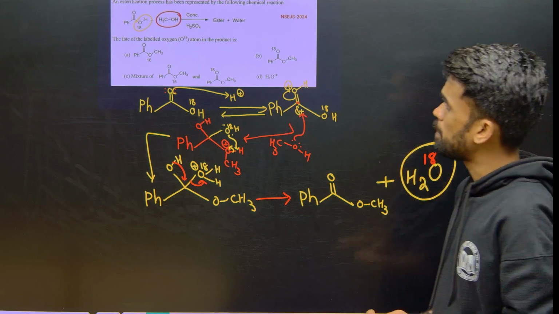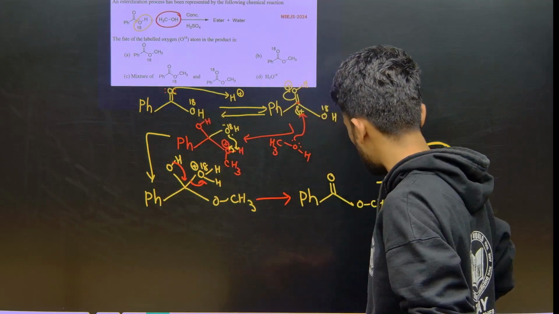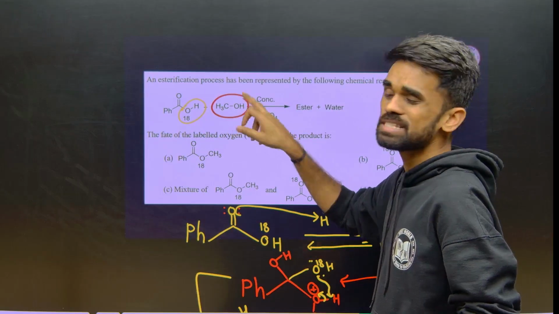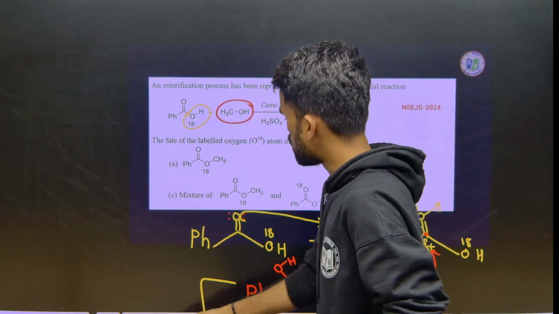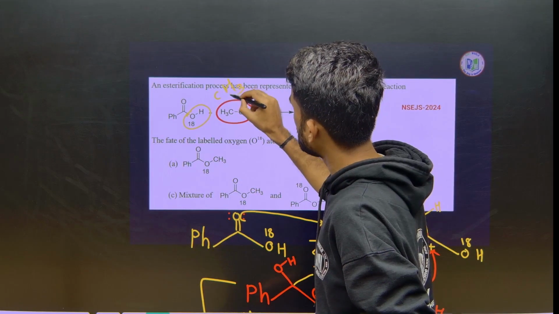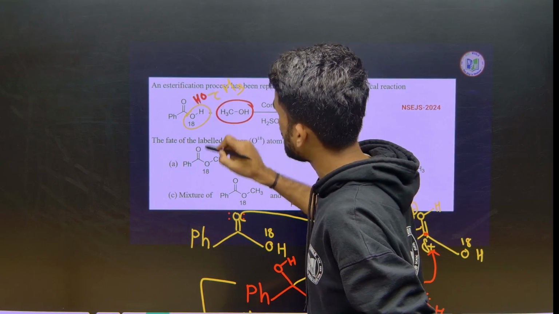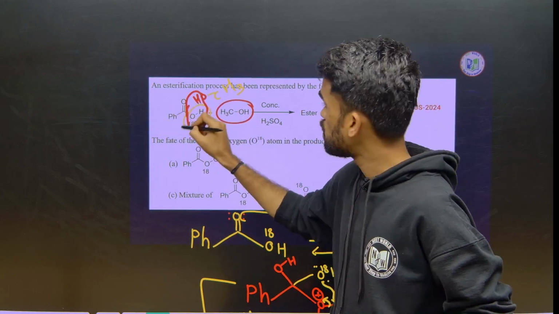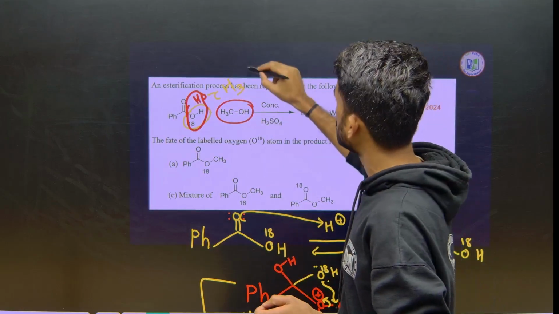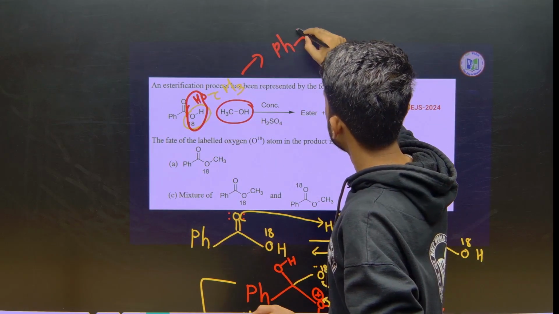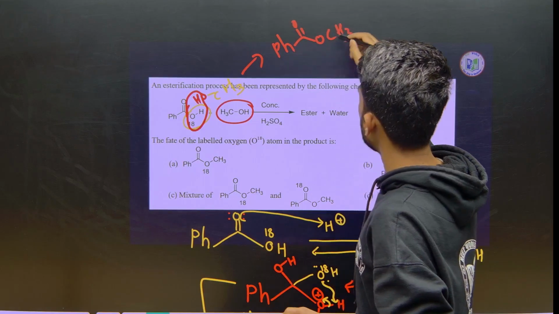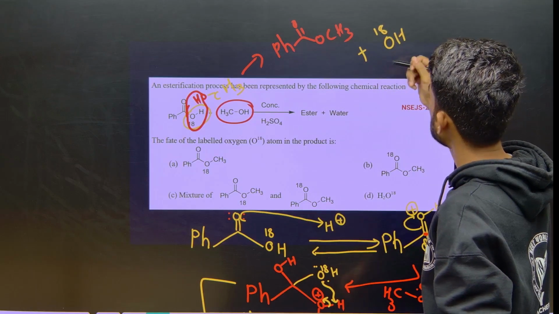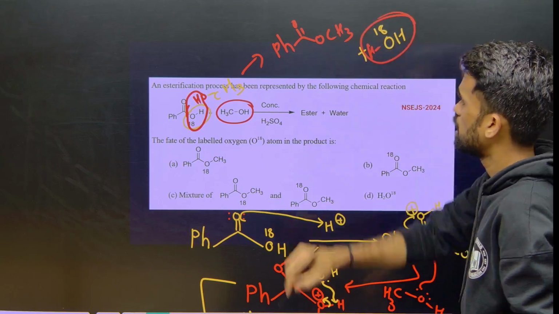So just remember the trick. What is the trick? Always remember the OH group of the carboxylic acid and the H plus from the alcohol come out as a water molecule. The remaining part forms the ester. So you take out the OH from the carboxylic acid and the H plus from methanol, and write the remaining product like PhCOOCH3. This will be the product, and the byproduct will be the OH from the carboxylic acid and the H plus from methanol. So water is liberated.